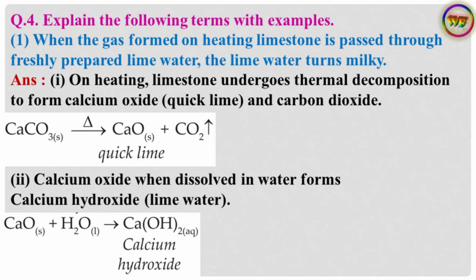Question 4. Explain the following terms with examples. Sub-question 1. When the gas formed on heating limestone is passed through freshly prepared lime water, the lime water turns milky. Answer. Point 1. On heating, limestone undergoes thermal decomposition to form calcium oxide, quicklime, and carbon dioxide. Point 2. Calcium oxide when dissolved in water forms calcium hydroxide, lime water.